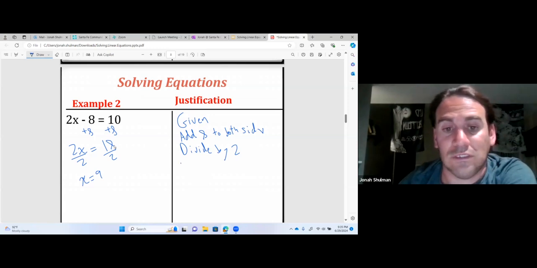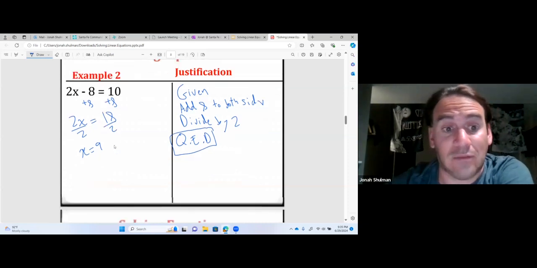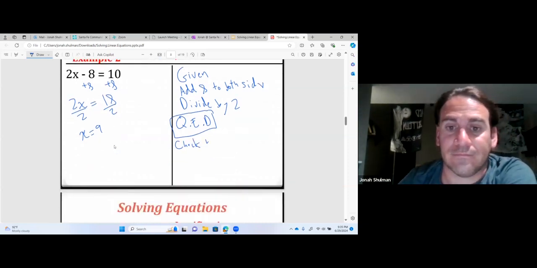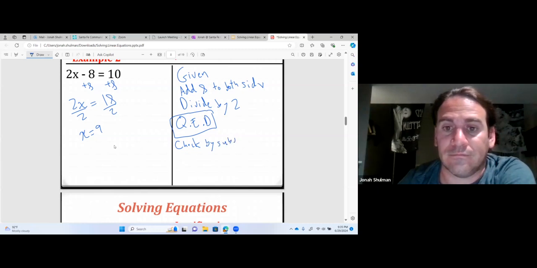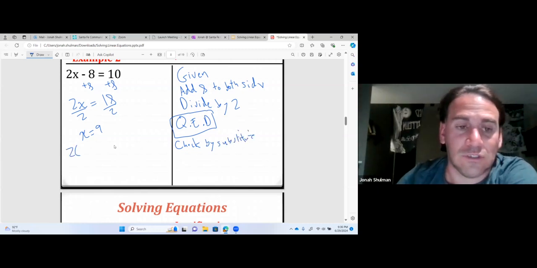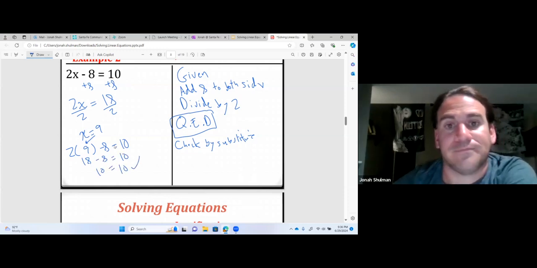So I can write QED, which means as it's been demonstrated, and that's Latin. They use it in a lot of big scary math groups. Then we check by substitution. Which is really just this 2. And I always put parentheses around it. That's where the 9 goes. Minus 8 equals 10. 18 minus 8 equals 10. And what are we left with? 10 equals 10. So it works out.